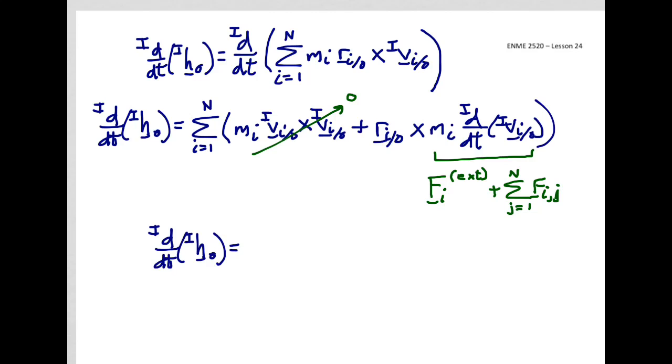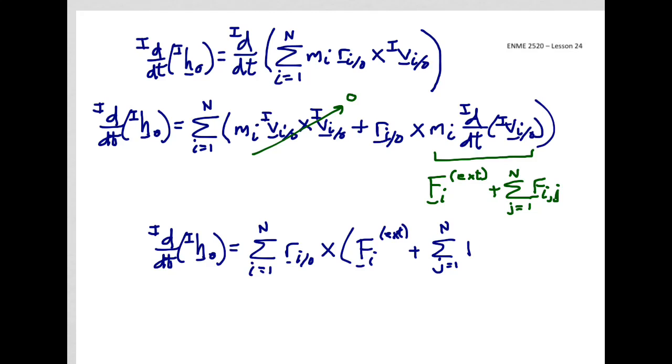So now our expression for the time derivative of the total angular momentum looks like this, where we have the summation from i of 1 to n of r_i with respect to O cross with the force on each particle due to external forces as well as all of our internal forces, so the sum over j from 1 to n of F_i,j.